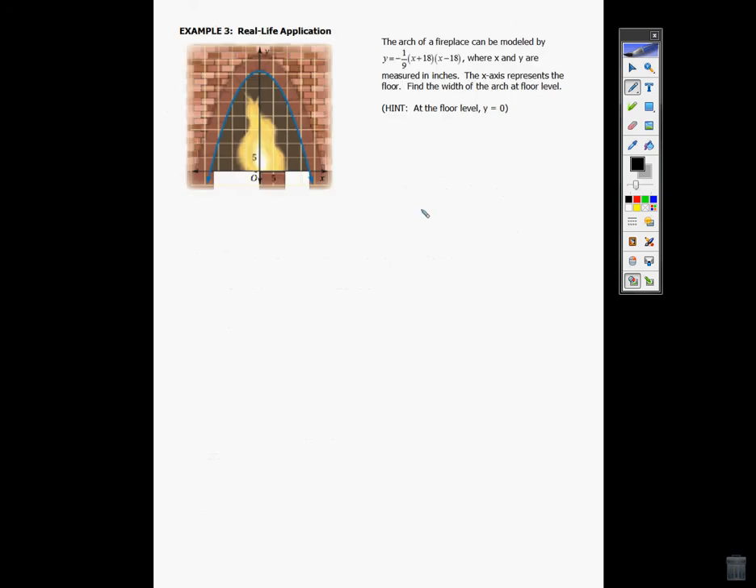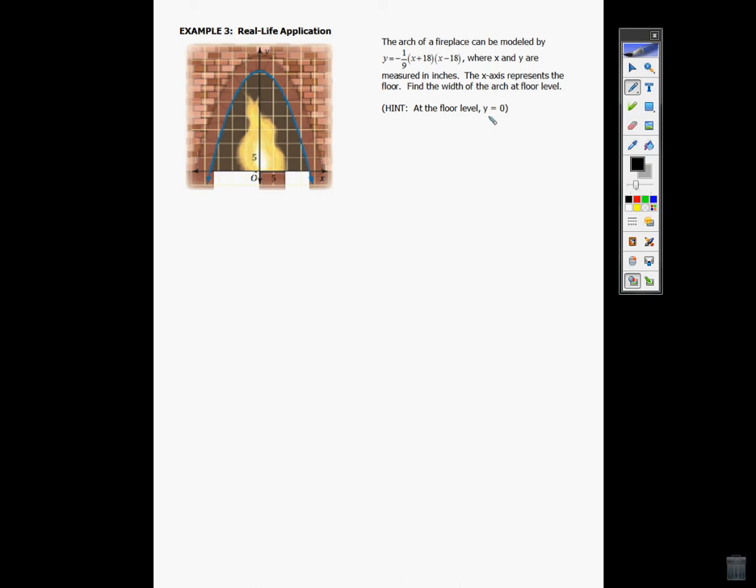Alright, so hopefully you didn't have too much trouble with example 2. And we're going to go on to example 3 now, which is going to be a little bit more of an application type problem. What we're doing is looking at a fireplace in a home, and we're modeling the arc of the fireplace with a parabolic or quadratic equation. That's what all of these things are that have these x squareds in them, quadratic equations.